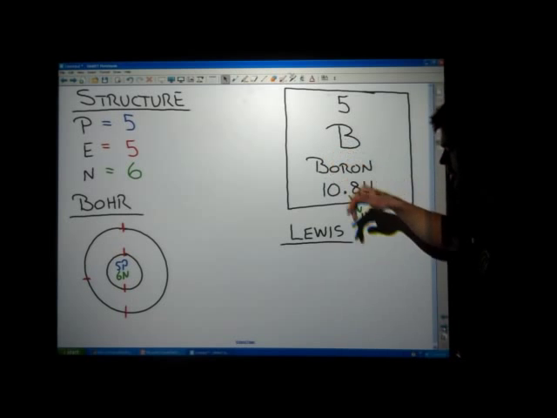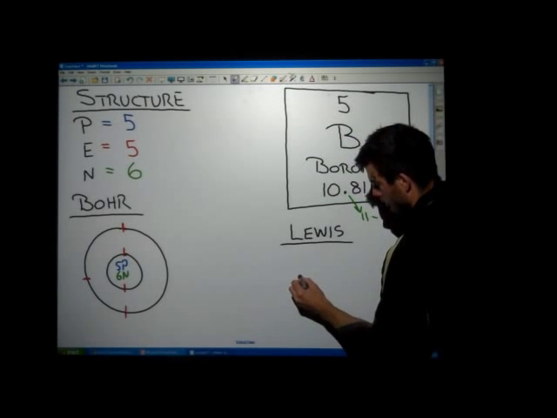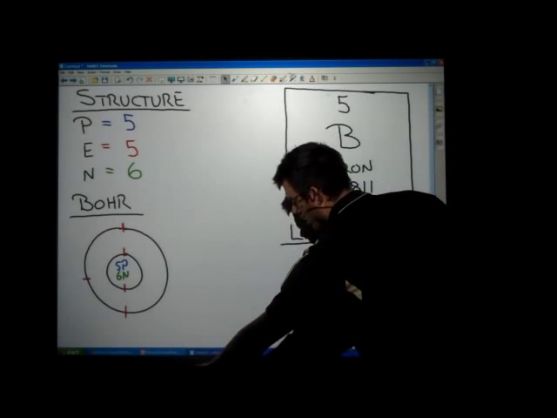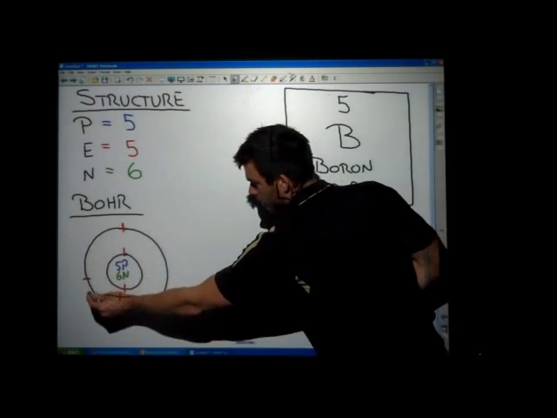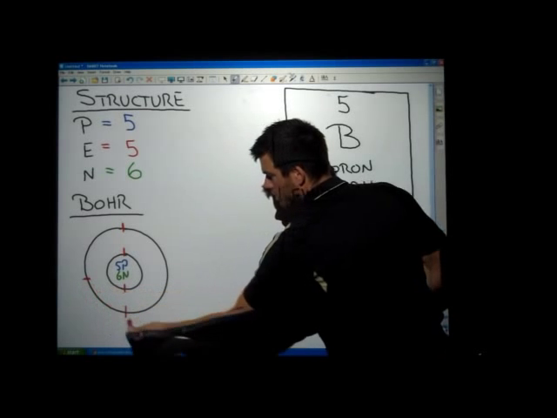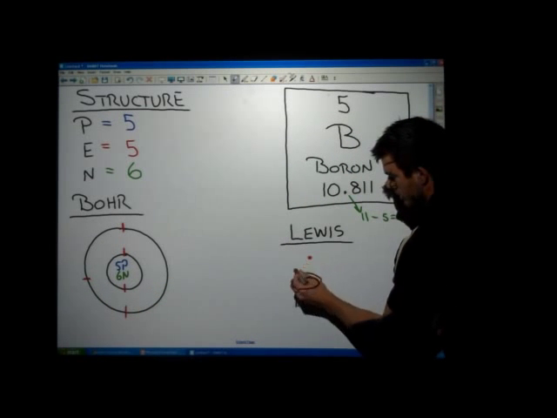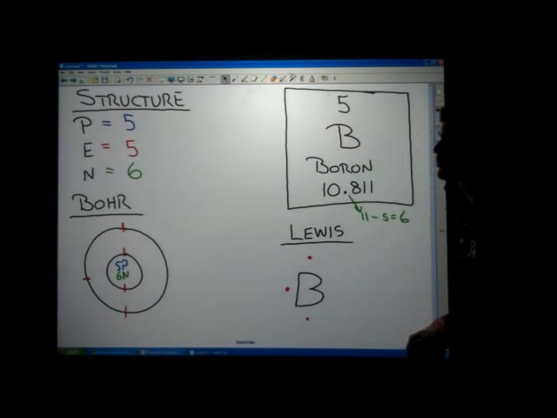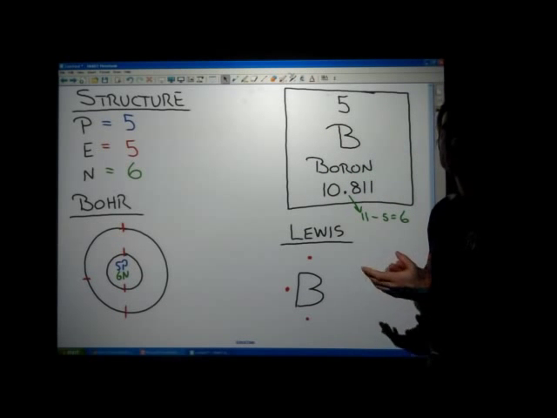Again, with the Lewis structure, we use the symbol. The symbol for boron is B. All I'm going to do is draw the outer shell. In this case, the outer shell has 1, 2, 3. So I need 1, 2, 3 dots around boron. That is how you work with atomic structure.